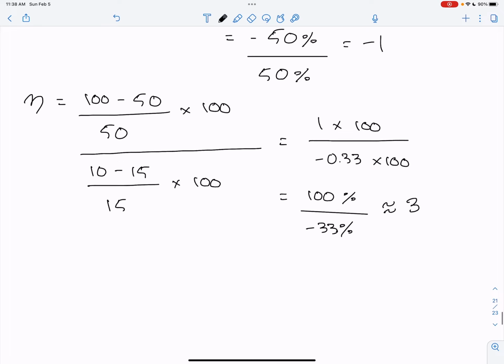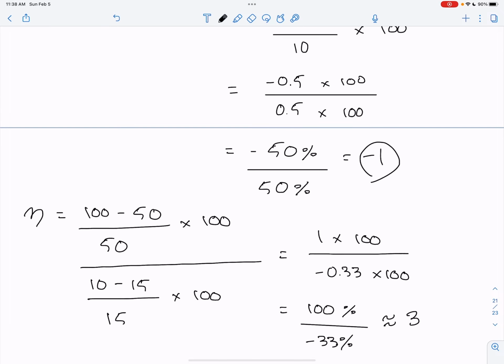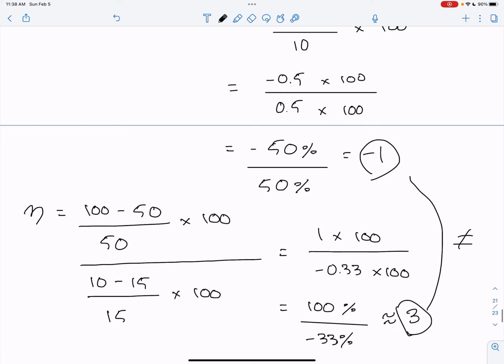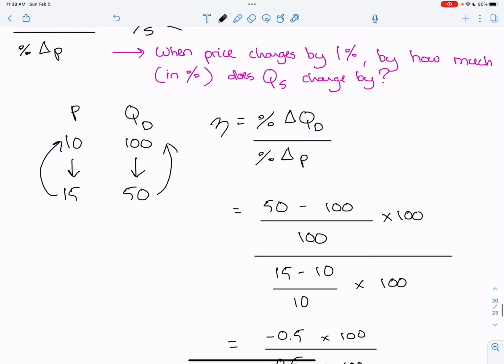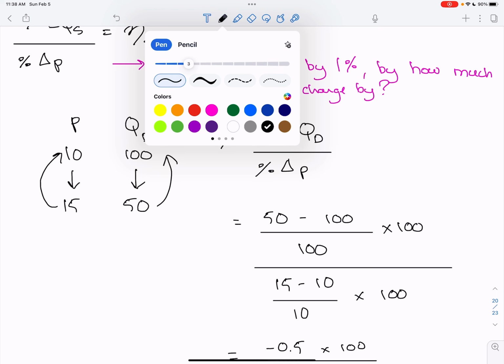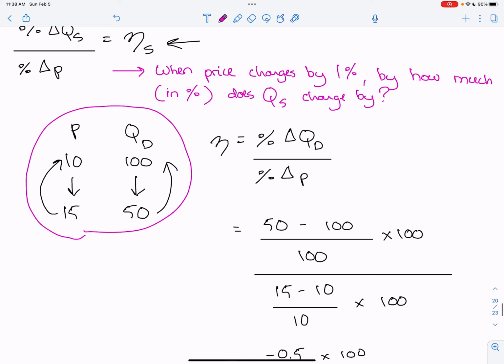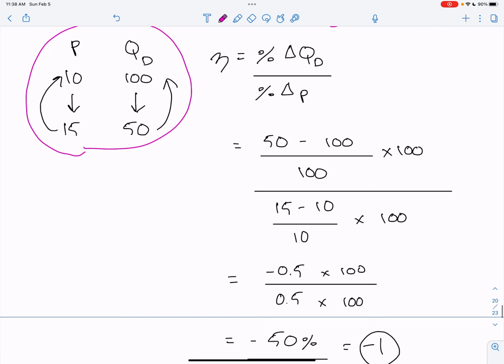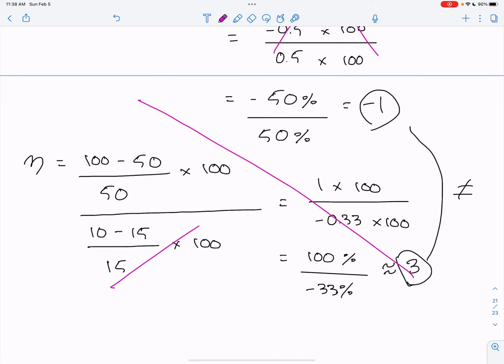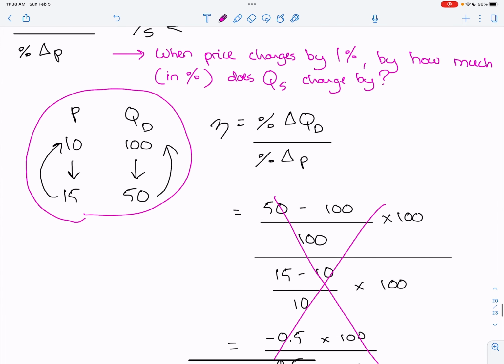Okay. Now, what do you notice? Of course, these two numbers are not equal. Okay, so depending on the direction of travel here, we actually get a different elasticity. Now, economists don't like that. We don't want to get a different elasticity depending on our direction of travel. Okay, so this way of doing it over here is actually wrong in economics terms. We do not want to be getting different results depending on our direction of travel.